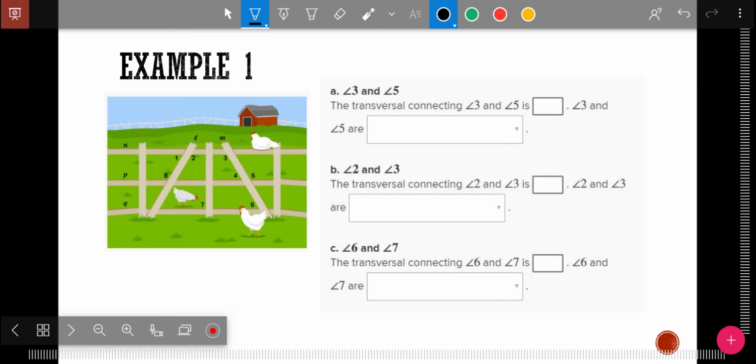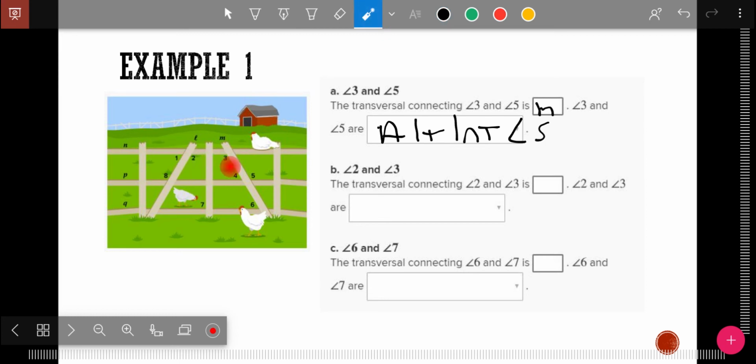Okay. So we got to name the transversal and tell me what kind of angles they are. So angle 3 and angle 5. Well, let's first find where's 3. 3 is right here. Where's 5? 5 is right here. So if I look at them as being in between these parallel lines, then 3 and 5 are inside and opposite. And they're both on this transversal, which is M. So the transversal is M, and they're both alternate interior angles.